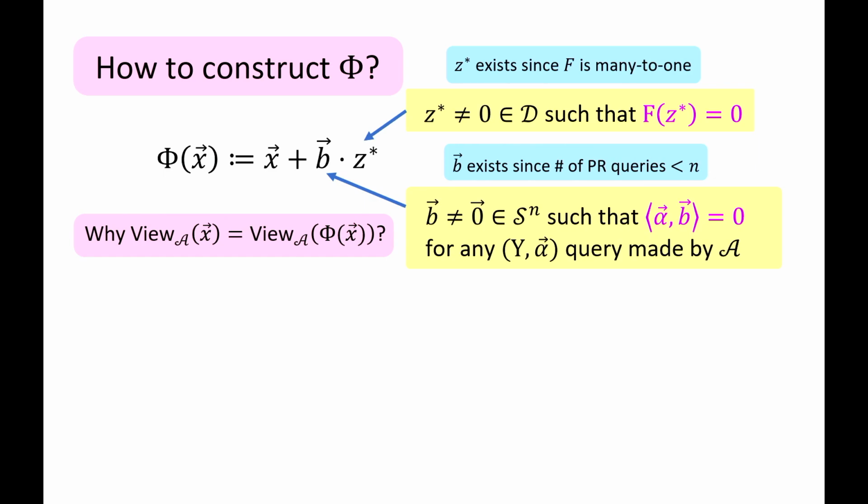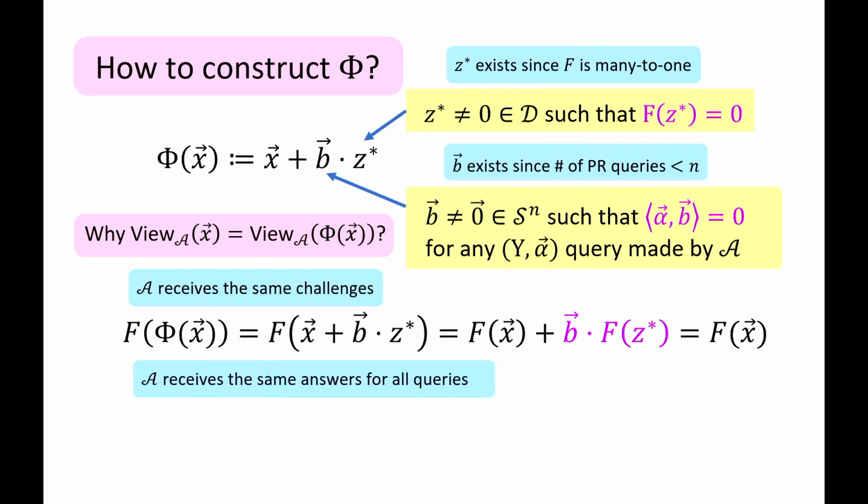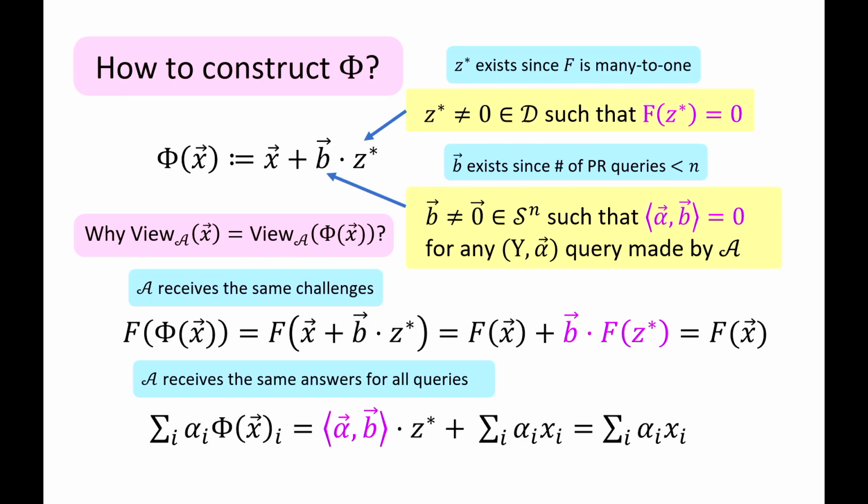Now to see why the view of A given x is identical to the view of A given phi of x, we just need to show that A received the same challenges and also the same answers for all the queries. For the first, we show that f given phi of x is equal to f of x. This equation holds because f of d star is equal to 0. For the second, A received the same answer because the inner product of alpha with b is equal to 0. We can also show that phi is a bijection, but I will not delve into it due to time limits.